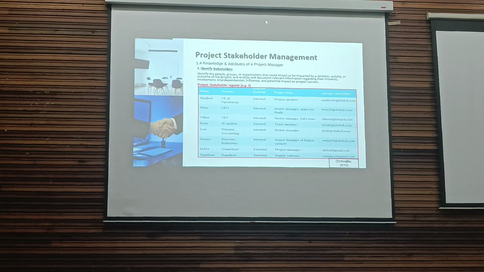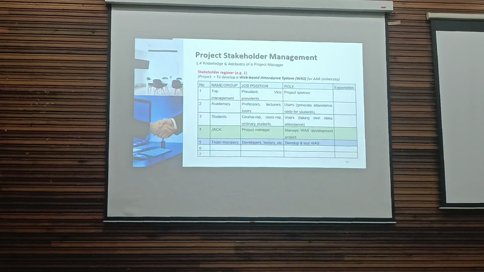So next is identify stakeholders. Stakeholder register. This is example 2. This is from textbook. So the name, position, internal or external. External means people from outside the company. So the role, contact information. So this is textbook example. I prefer the stakeholder register that was something like this.